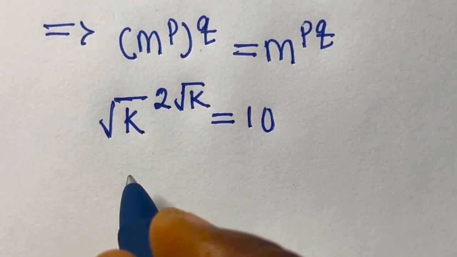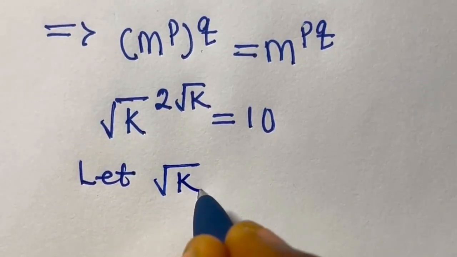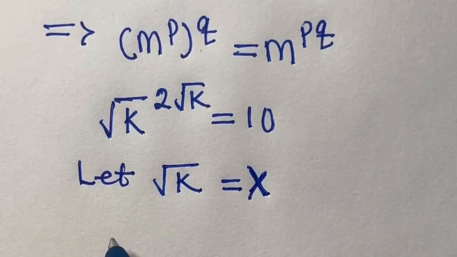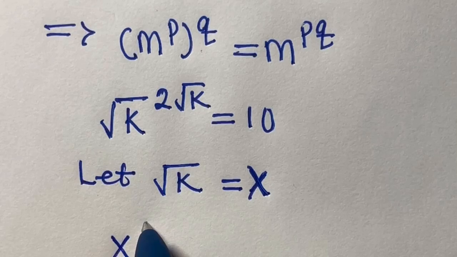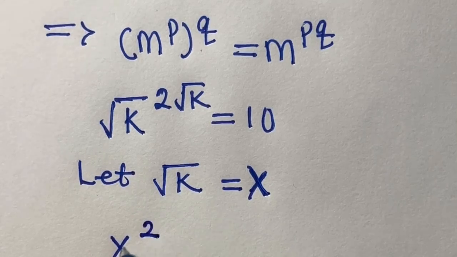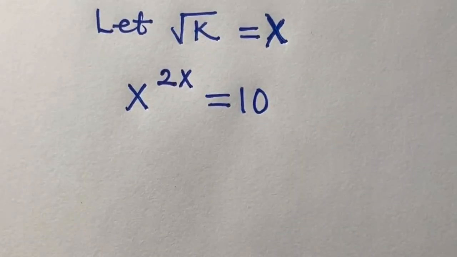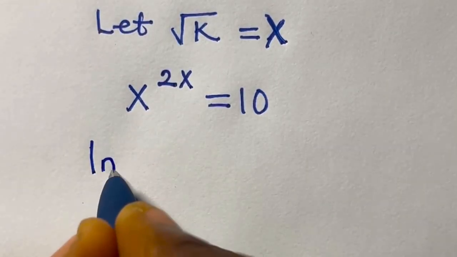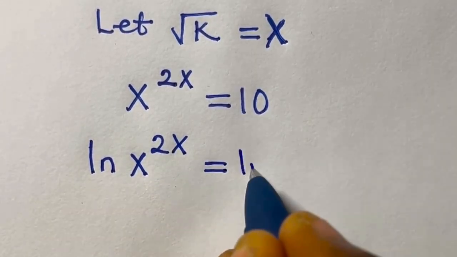So now let's say square root of k equals x. So we will have x raised to power 2x equals 10. So now what we do is introduce ln to both sides, so that we have ln of x raised to power 2x equals ln 10.